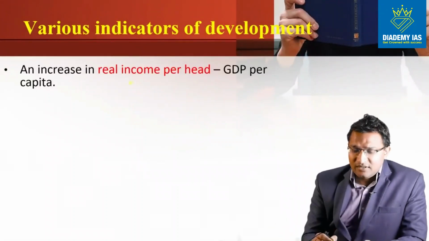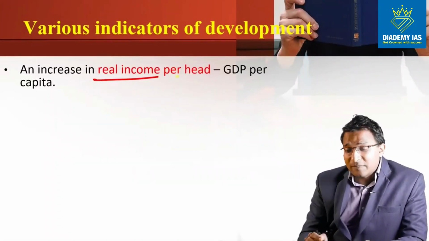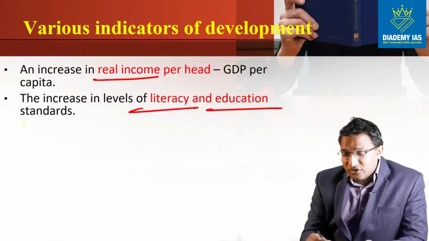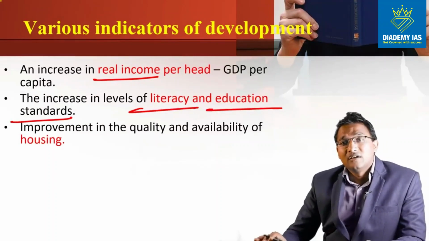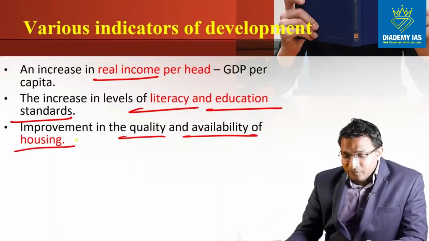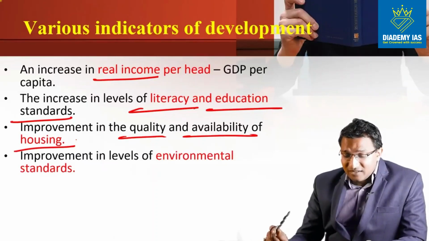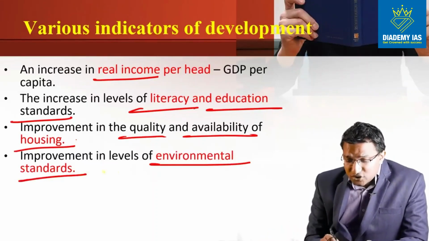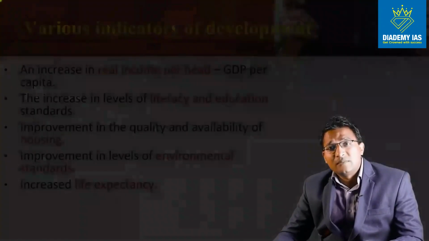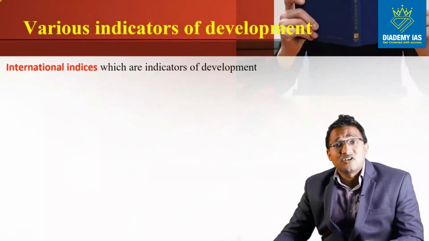So development can take the form of the real income of the people increasing, the per capita income, the literacy increasing, the educational standards increasing, right? Improvement in the quality and availability of housing, then improvement in the level of environmental standards, pollution decreasing, water quality improving, life expectancy improving.